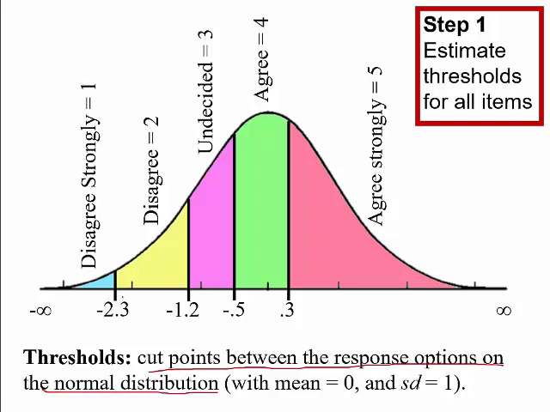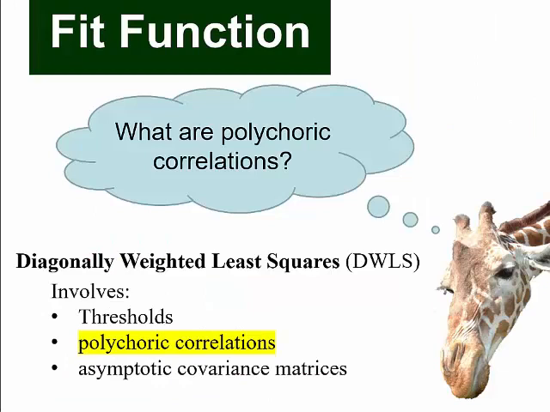So we will estimate our thresholds, the cut points between response options on the normal distribution, estimating based on our sample the percent of people scoring each response option. We're trying to guess where these cut points would be in the real world if the thing we're measuring is truly continuous and actually fits a normal distribution. Based on our scale items, what's our best guess for where these thresholds fall? Then once we've calculated thresholds, the next step will be to calculate something called polychoric correlations. And as our friendly giraffe is wondering, the next question is, what are polychoric correlations?